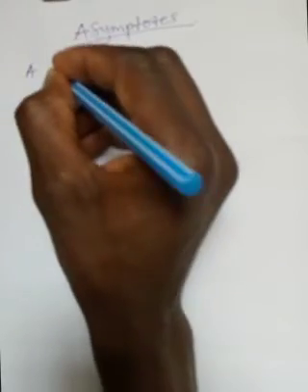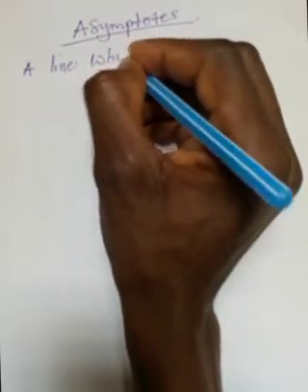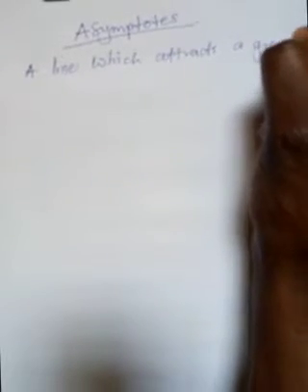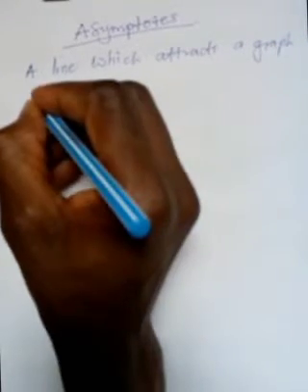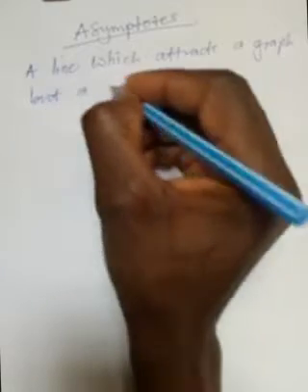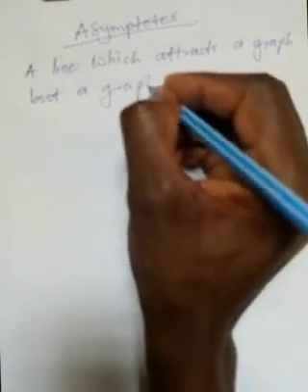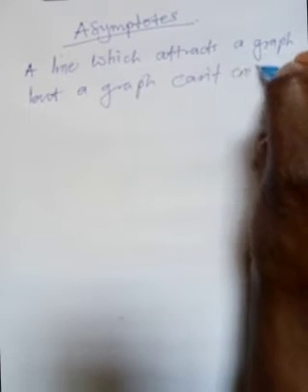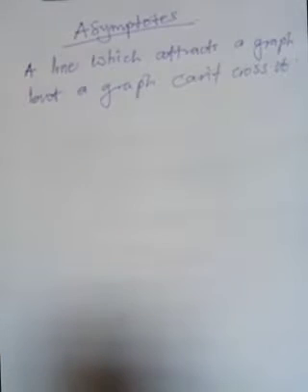A line which attracts a graph, but a graph can't cross it. You will fully understand whenever I try to give you a simple example.